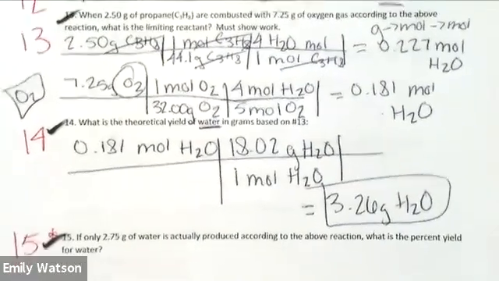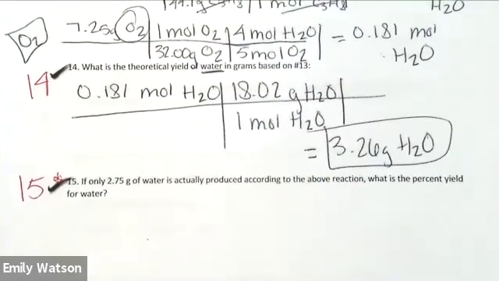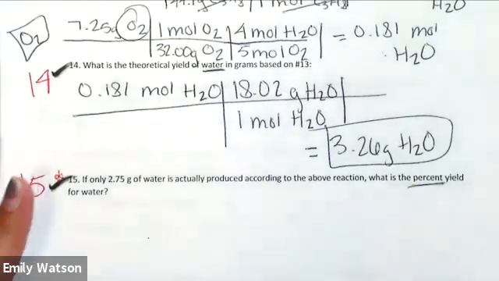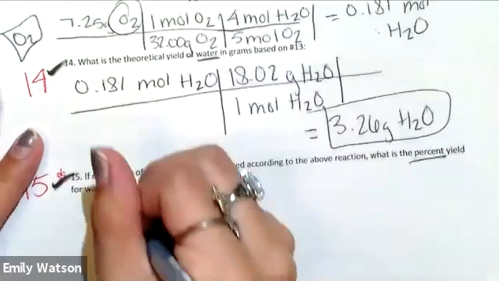So number 15 is taking this basically into a laboratory application. So you ran this, you combusted propane in lab, and you only got 2.75 grams of water. That's all you got. So now we need to figure out percent yield. Whenever you see this word percent, what should you start thinking? Part over whole times 100. In this case, what's our part and what's our whole? Actual over theoretical.